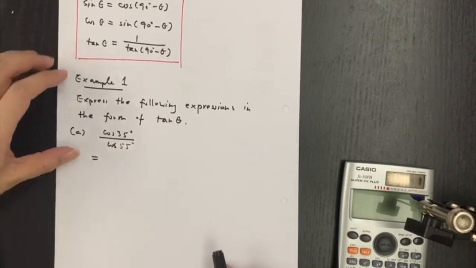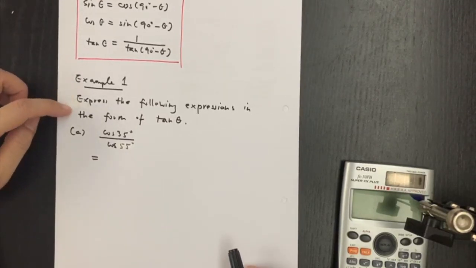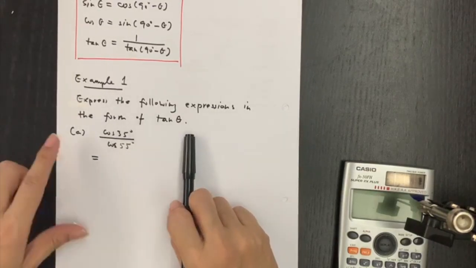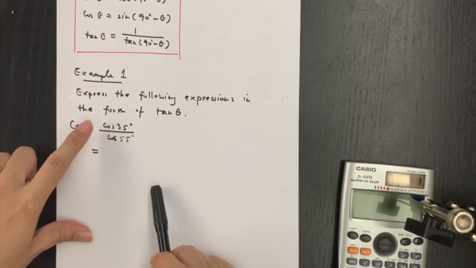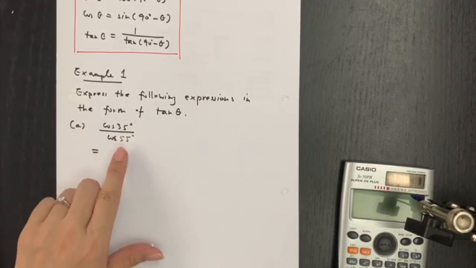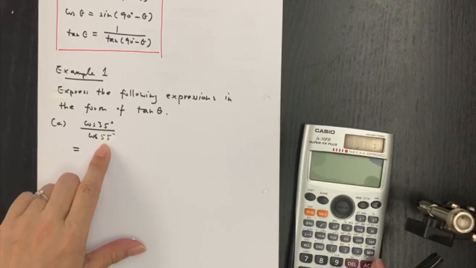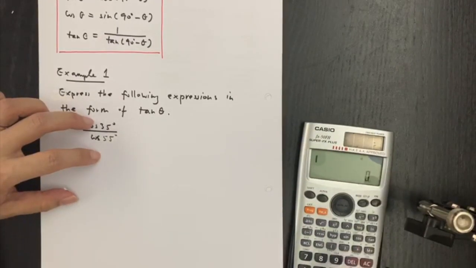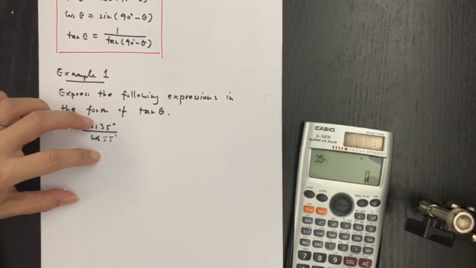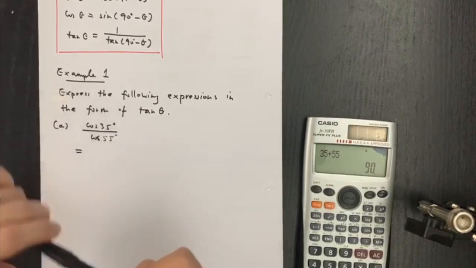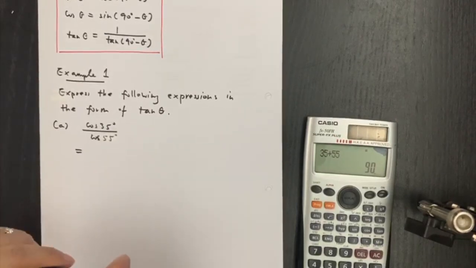Okay, so now we have example 1, which is to express the following expressions in the form of tangent theta. This is part A. We are given cosine 35 over cosine 55. And look at this 35 and 55. Are these complementary angles? Let's take a look. What is the total of 35 plus 55? Yes, which is equal to 90. So we have these two complementary angles.